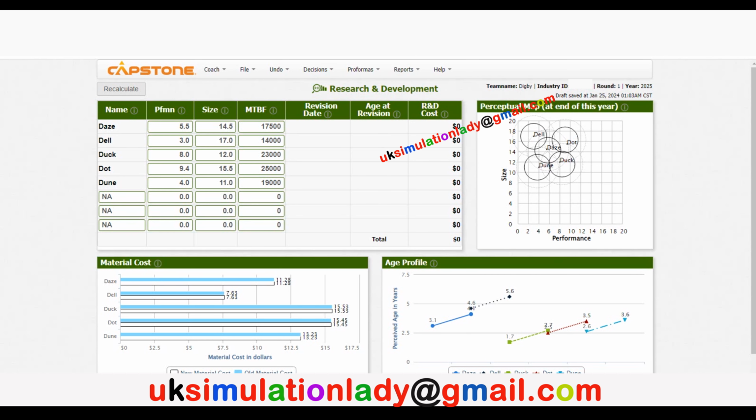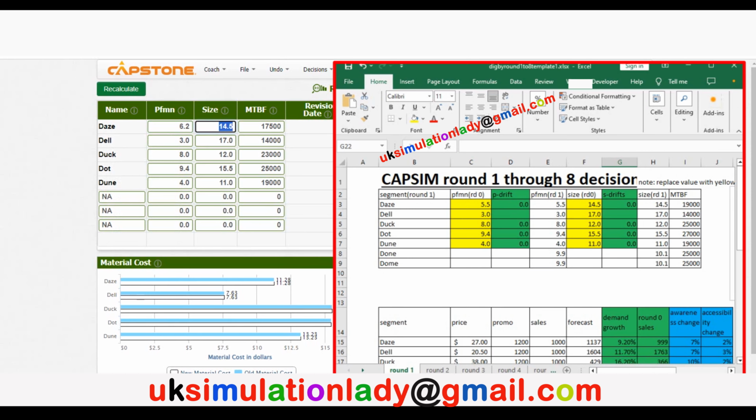Currently, Daze has a performance score of 5.5. We'll take the drift from the Capsim Industrial Condition Report and add 0.7 to it, giving us a new performance score of 6.2. That is our performance decision. For the size, Daze currently has a score of 14.5. Adding the negative 0.7 drift, we now get a new size coordinate for Daze at 13.8.